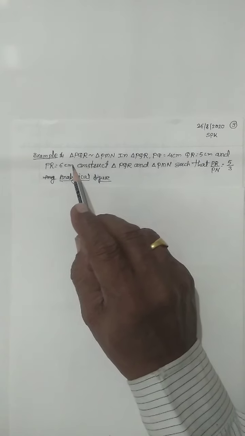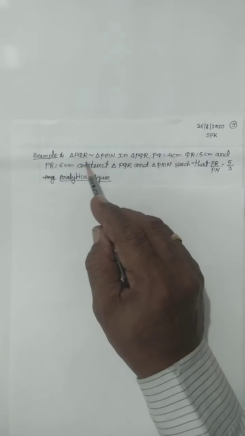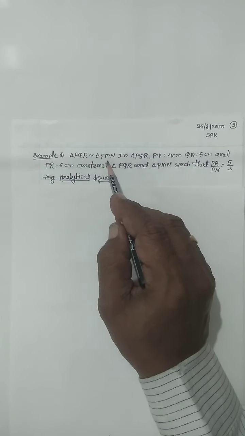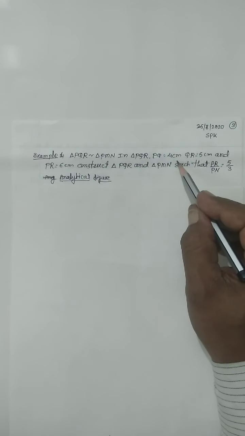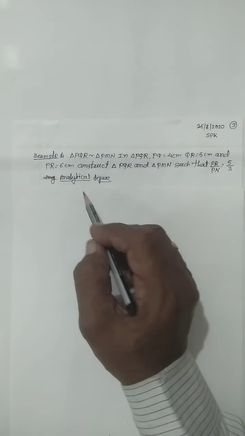Today we are going to study the geometric construction in math second. Now today we are going to study the construction of two similar triangles. See the example: triangle PQR, similar triangle PMN. In triangle PQR, PQ equal to 4 cm, QR equal to 5 cm and PR equal to 6 cm.